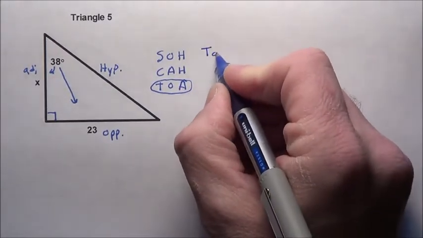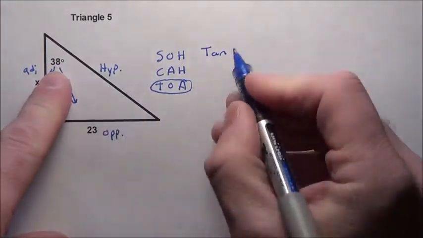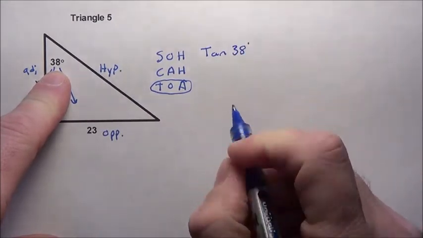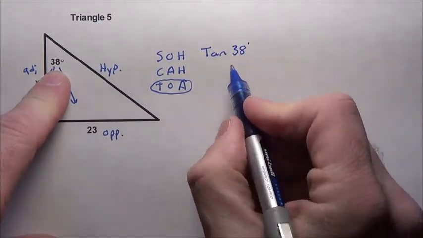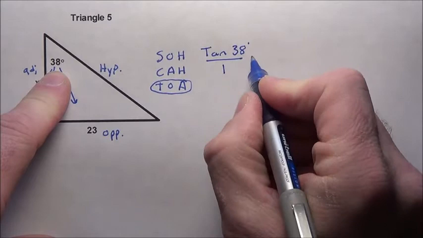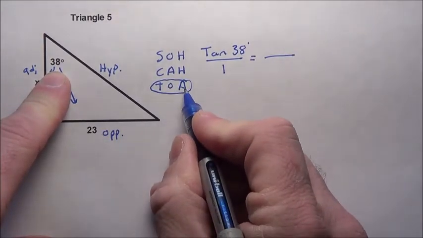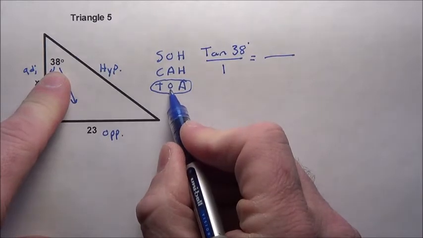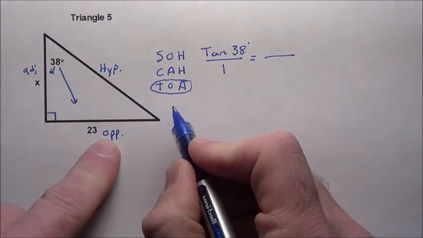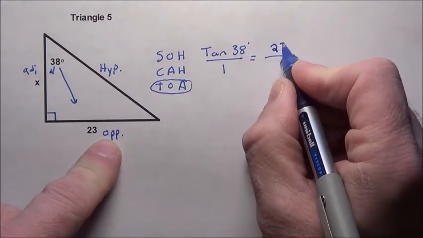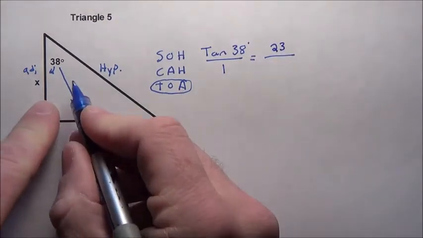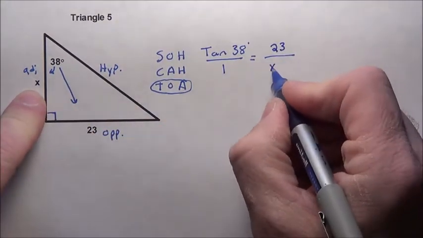So we know the tangent of the angle we have, which in this case is 38 degrees. So we write the tangent of 38 over 1 equals, now it says it has to be opposite over adjacent. You can't flip them. Opposite has to be on top. So who's the opposite side? That's the 23. So the 23 has to be on top. The adjacent has to be on bottom. That's who we're trying to find, that x.